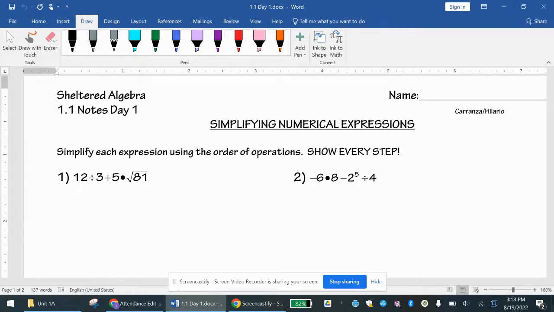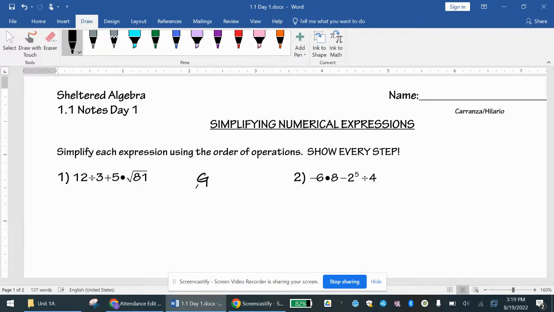The first thing we're going to do when we are asked to simplify a numerical expression is to check to see if we see any grouping symbols. I usually represent that with the letter G. Grouping symbols can be parentheses, brackets, absolute value symbols. As I read this problem from left to right, 12 divided by 3 plus 5 times the square root of 81, I do not see any grouping symbols.